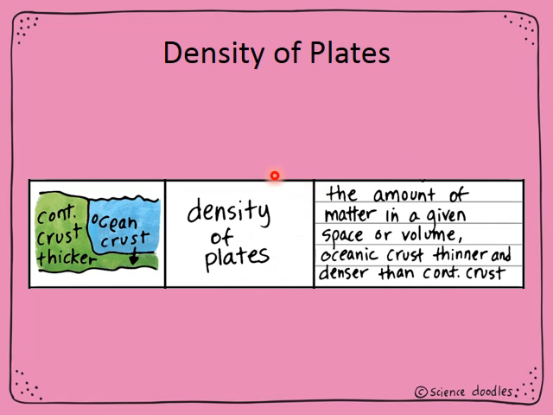Our first word or words is density of plates. It's the amount of matter in a given space or volume. Oceanic crust is thinner and denser than continental crust. So remember last class we talked about how the entire Earth is covered in crust. The low spots is where the water settles, and the thicker spots is where we have dry land. So continental crust, where we have dry land, is thicker, and ocean crust, where we have the oceans, is thinner and more dense. Continental is less dense, ocean is more dense.